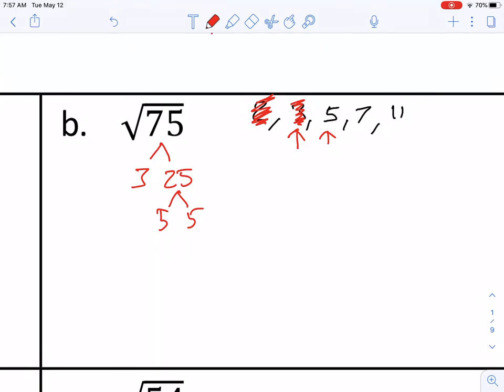So I'm looking for partners. I have a pair here. One gets caught, one makes it out, and my 3 is still stuck inside. I use my 25 up to make 5 and 5.